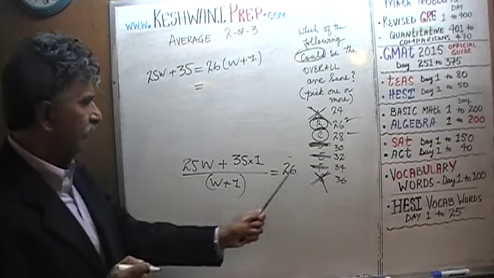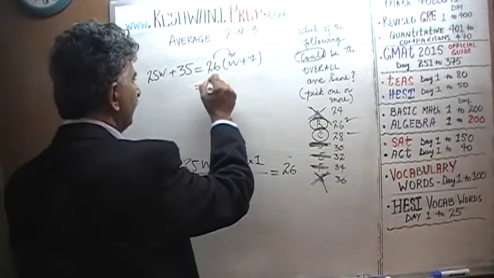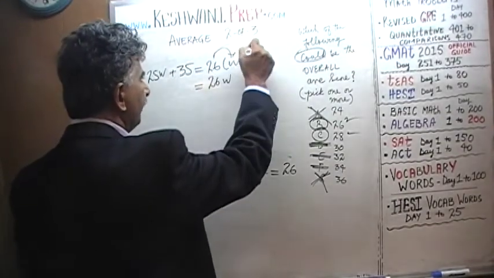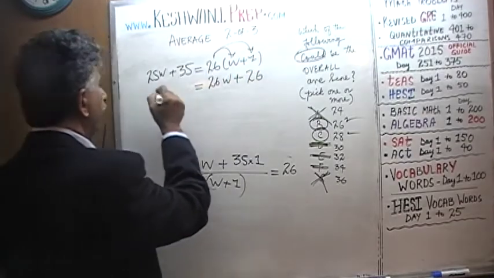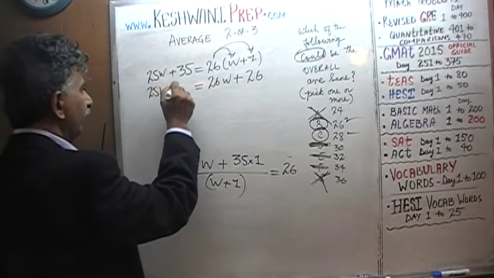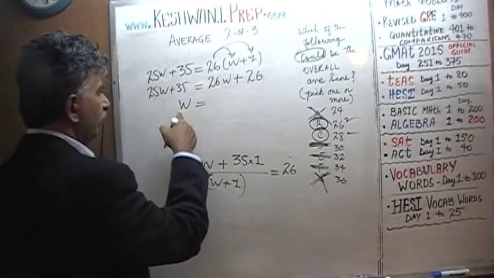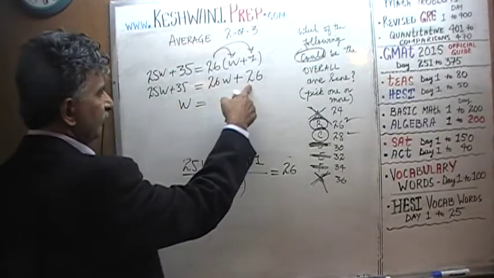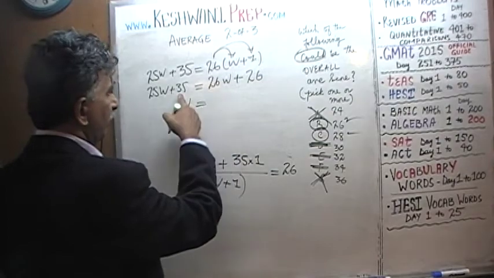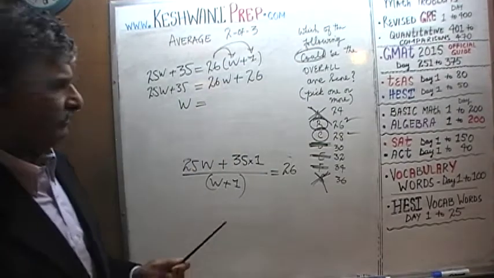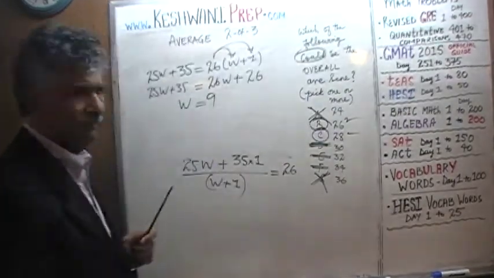Just bring W plus 1 to the other side. 26 times W is 26W, and 26 times 1 is 26. And here we have 25W. The rest is very, very simple. Subtract 25W from each side, and we'll find that W equals 35 minus 26, which is, I think, 9. That's it. There you go.